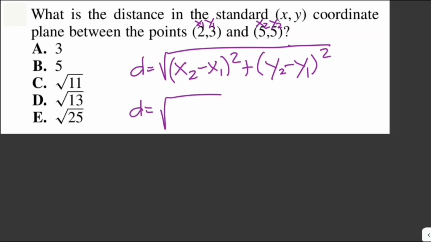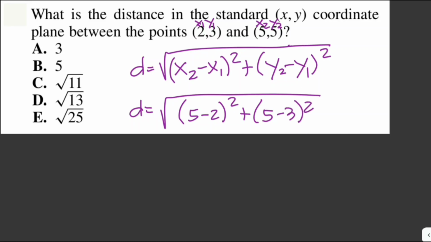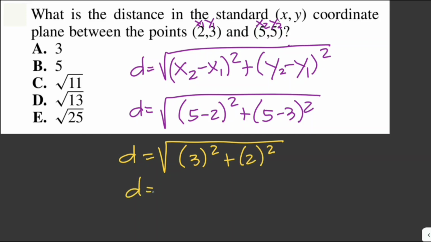So that would be d equals the square root of (5 minus 2) squared plus (5 minus 3) squared. And this is just equal to the square root of 3 squared plus 2 squared. So this is the square root of 9 plus 4, which is just equal to the square root of 13. So the answer here is letter D.